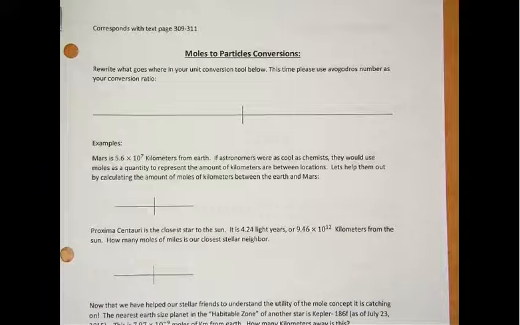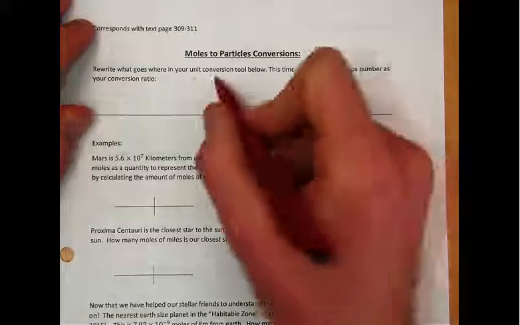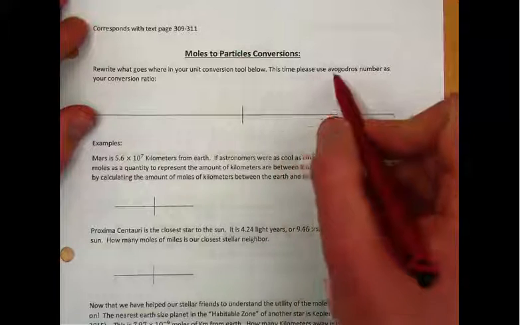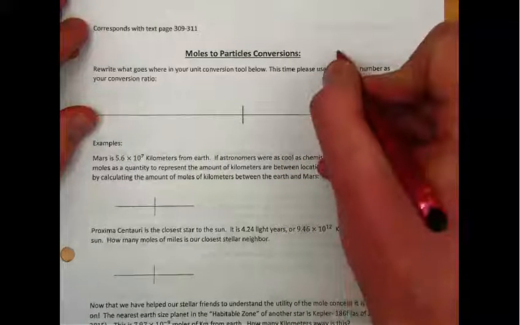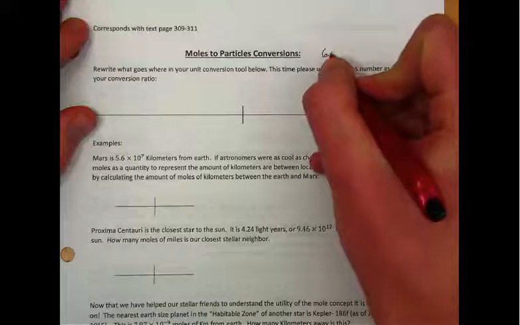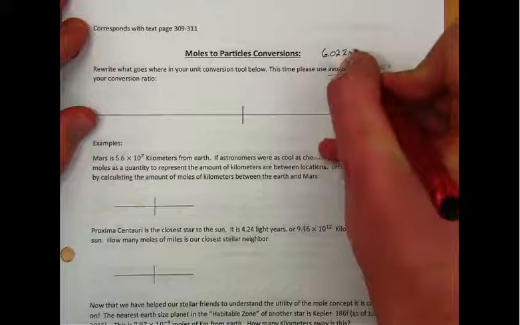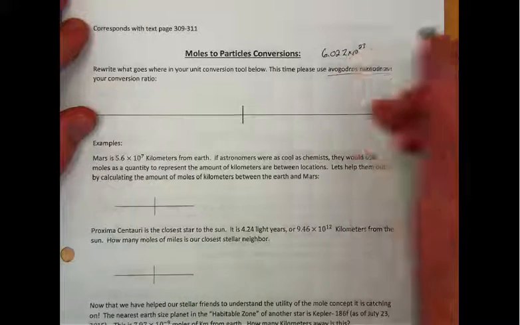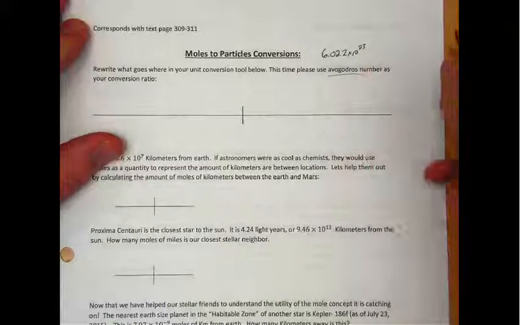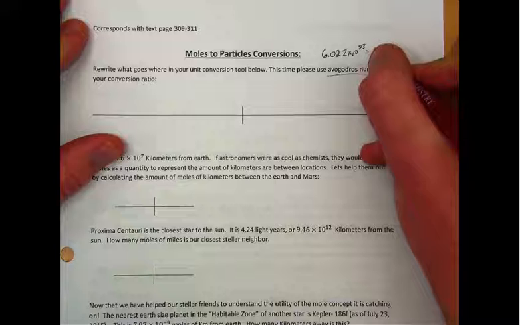Welcome to today's brief video on converting from moles to particles. Already we've done moles to mass and mass to moles. Now we need to be able to convert back and forth between moles and particles. Now, recall Avogadro's number as we read through here. Avogadro's number means that there are exactly 6.022 times 10 to the 23rd particles or things in a mole equal 1 mole.